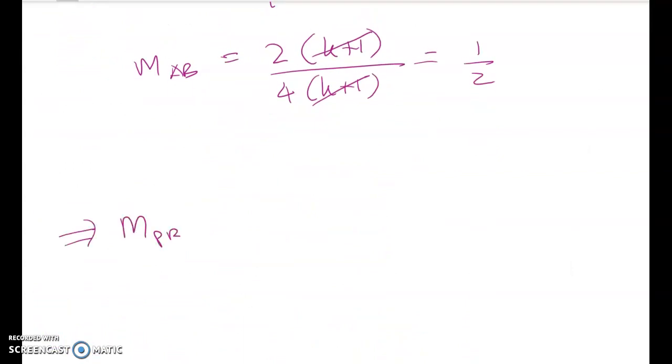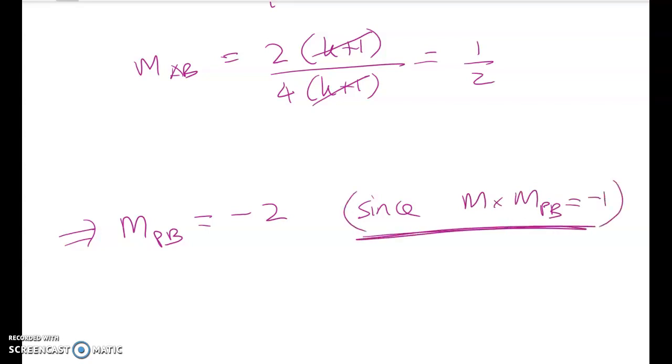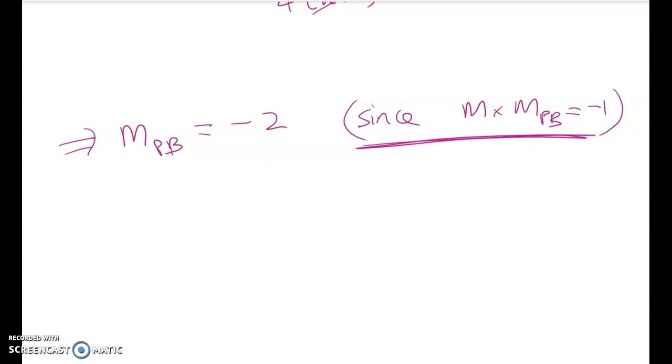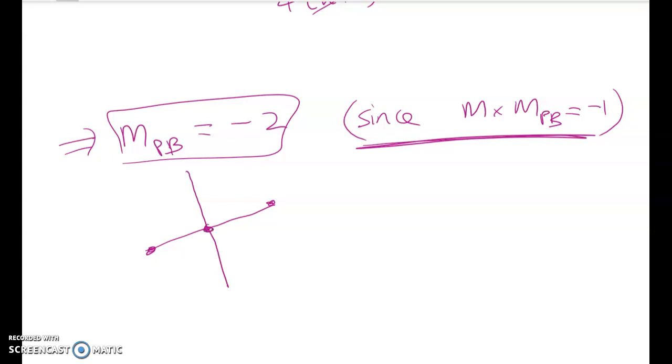So the gradient of the perpendicular bisector is going to equal -2, right? So we've got m times m of PB is equal to -1. So I think we should probably write some statement like that down, just showing that we know that perpendicular gradients multiply to give -1. And now we're going to use a point, and we're going to use the midpoint. Right, so we've got A, we've got B, and we've found now that this gradient of the perpendicular bisector is going to be -2, and it's going to go through the midpoint.